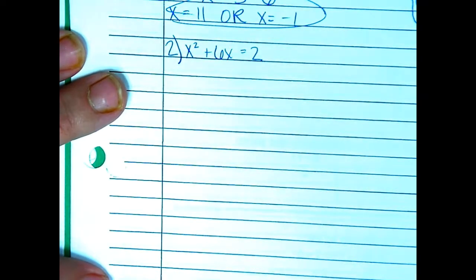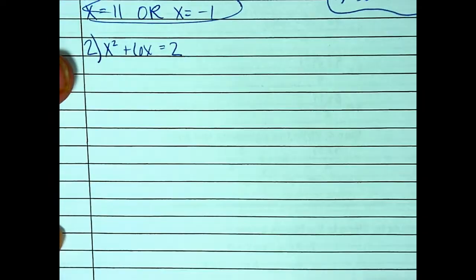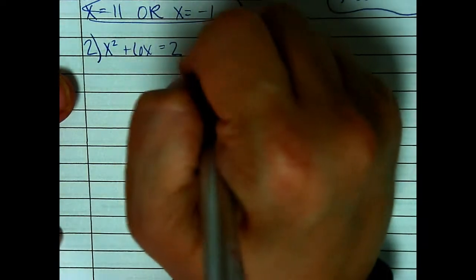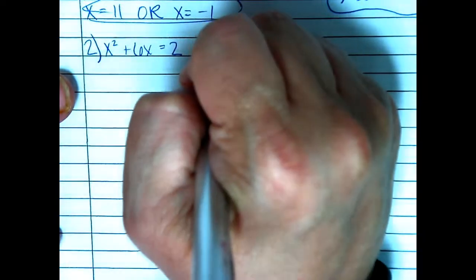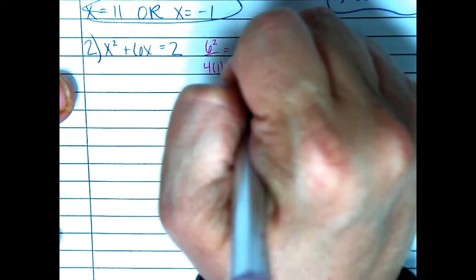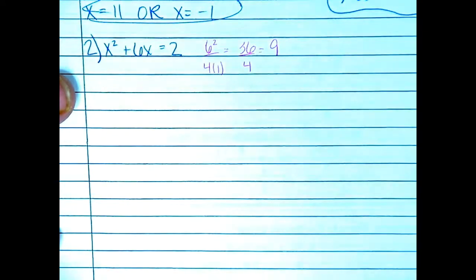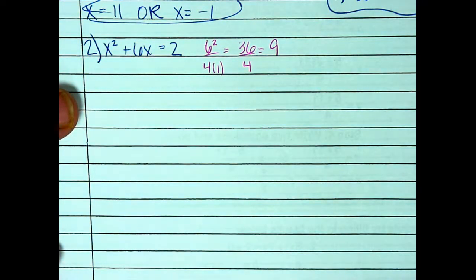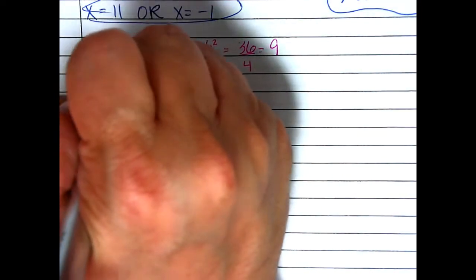Example number 2 is x squared plus 6x equals 2. Again, we can skip step 1 and step 2 because they're both done. So b squared would be 6 squared over 4 times 1. 6 squared is 36 over 4, which is 9. So 9 is what I'm going to add to both sides of my equation. So I have x squared plus 6x plus 9 equals 2.